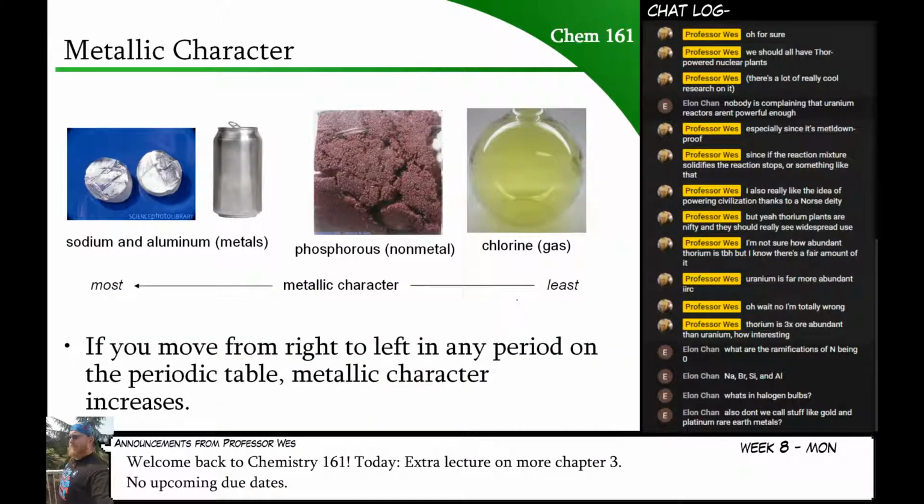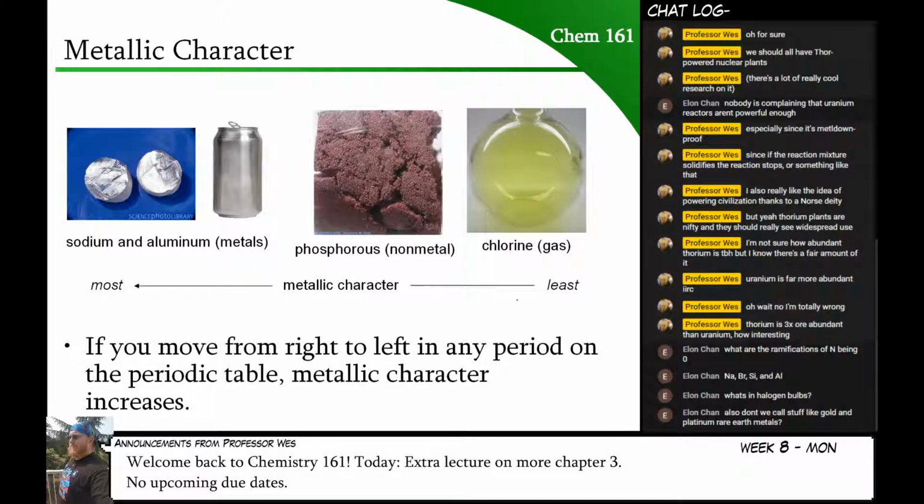All right. You can observe metallic character by just going across the periodic table. As you move from right to left, things become more metallic. You can see that on the screen here. This is period 3. I chose just 4 things that I had pictures of. So chlorine on the far right is a gas. Not super exciting, not super metallic because it's a gas. Got to be solid to be a metal.